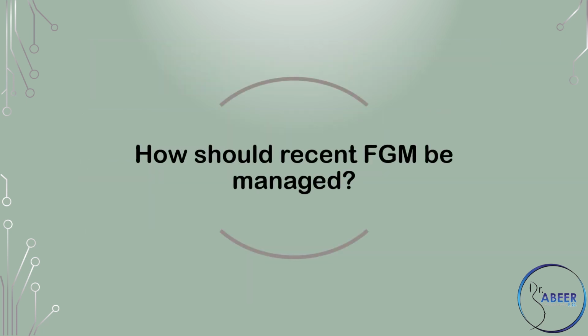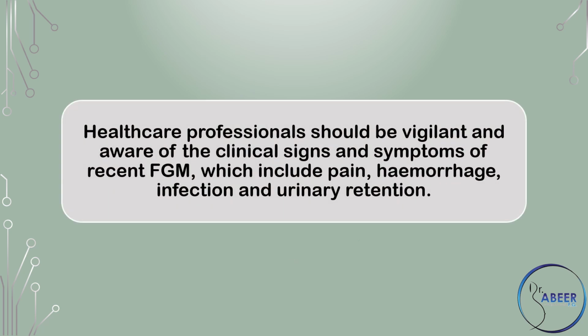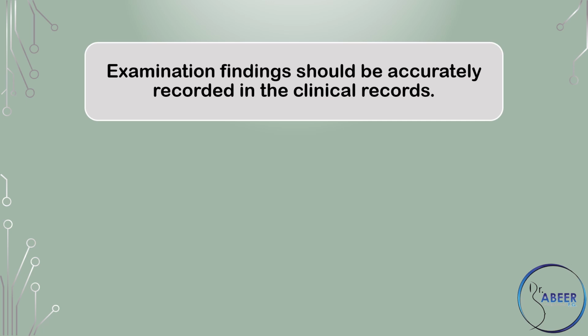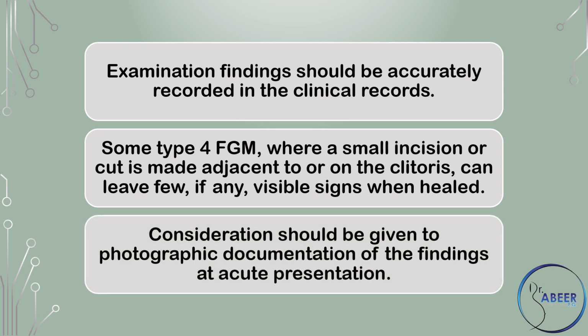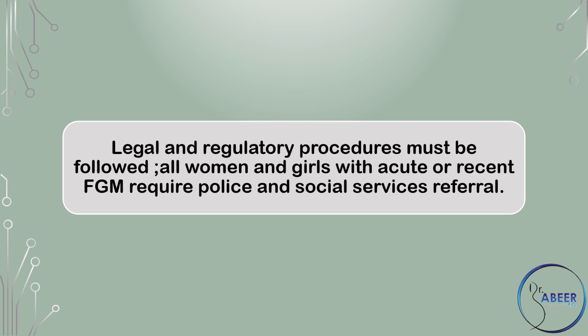How should recent female genital mutilation be managed? Healthcare professionals should be vigilant and aware of the clinical signs and symptoms of recent FGM, which include pain, haemorrhage, infection, and urinary retention. Examination findings should be accurately recorded in the clinical records. Some type 4 FGM, where a small incision or cut is made adjacent to or on the clitoris, can leave few, if any, visible signs when healed. Consideration should be given to photographic documentation of the findings at acute presentation. Legal and regulatory procedures must be followed. All women and girls with acute or recent FGM require police and social services referral.